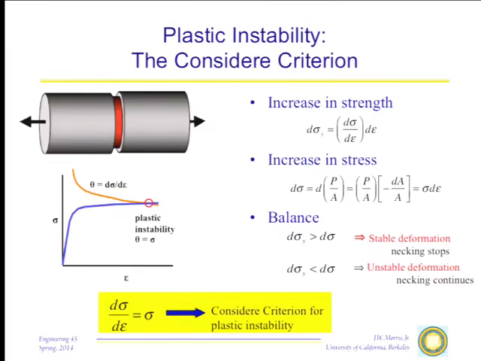Every time a little increment deforms, it gets stronger, so it stops deforming. However, if we get to a point such that the increment in strength due to work hardening is not enough to overcome the increase in stress, then the deformation there will not stop. It will keep on going. I'll get more and more deformation right there because this is now the weakest part of the whole bar, and as a consequence, it will neck down in failure. So what necking is all about is this transition from stable to unstable plastic deformation.